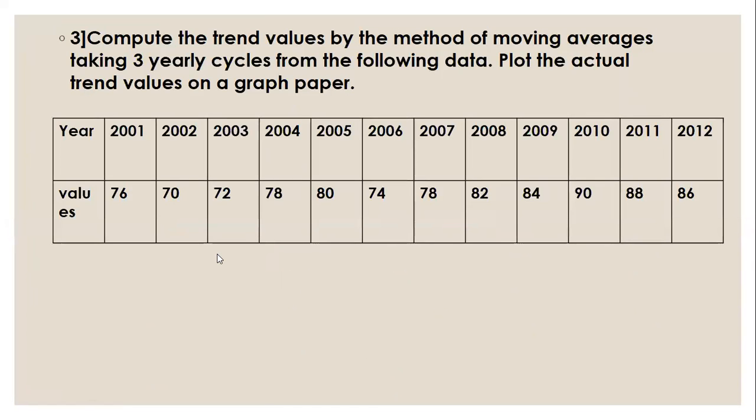Okay, now comes the graph. See the question. Compute the trend cycles by the method of moving averages, taking 3 yearly cycles from the following data. So how many yearly moving average are they asking us to find? Quickly, we have less time. 3 yearly moving average. Now, what you have to do is, I want you to try this problem and complete the table. Don't go for the graph. Graph, we will do it in tomorrow's class. Just solve this problem with only the table.